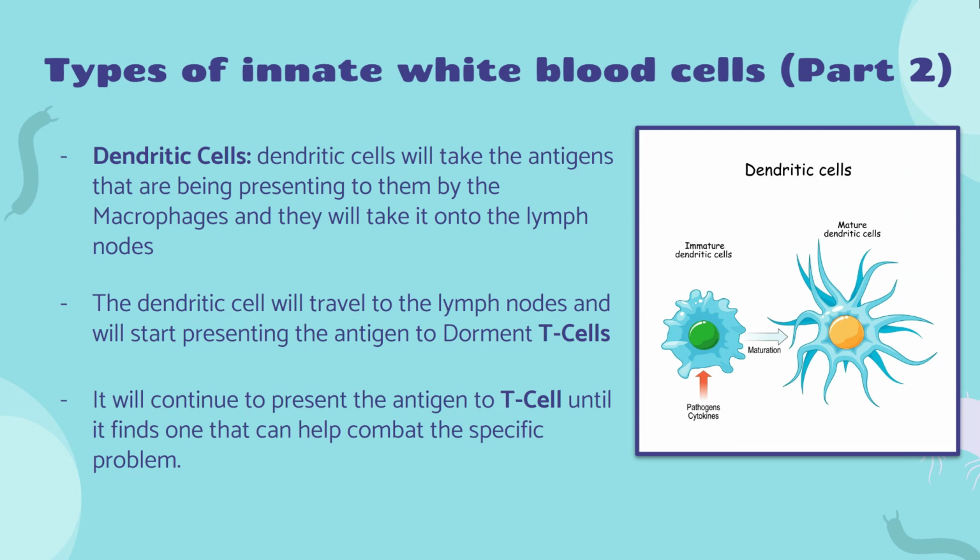These are also often called virgin T cells. I prefer the word dormant. They'll continue to present antigens to dormant T cells until it finds one that can help with this specific problem. T cells are a part of the adaptive immune system. We will talk about those later in the slideshow.